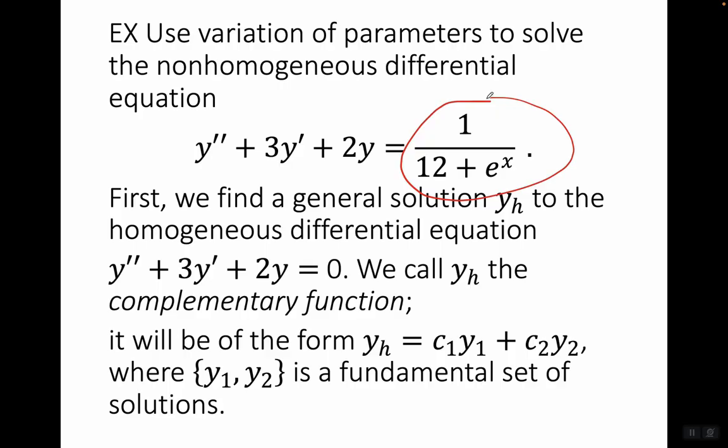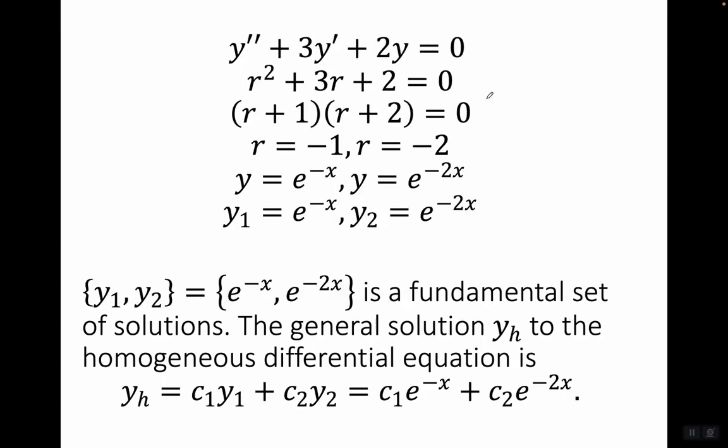First, we find a general solution y_h to the homogeneous differential equation y'' + 3y' + 2y = 0. We call y_h the complementary function. It will be of the form y_h = c1y1 + c2y2, where y1, y2 is a fundamental set of solutions. We've done this before. We know what to do here.